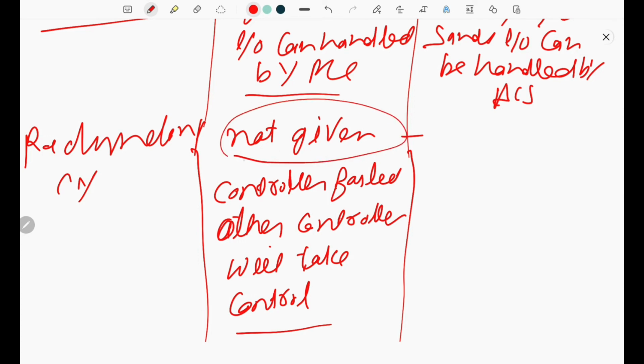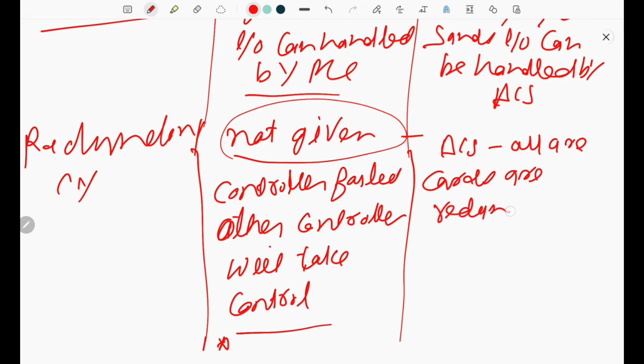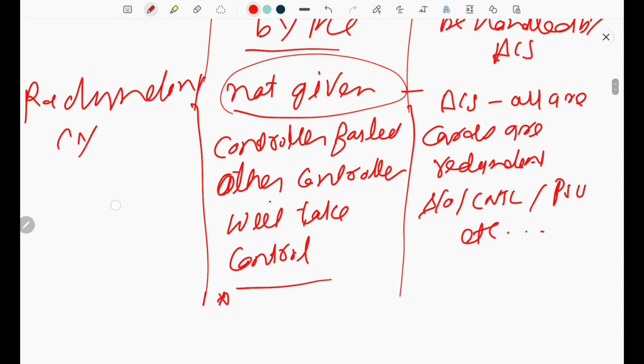In some PLCs redundancy is not given, but nowadays PLCs are also redundant at IO level and also at control level. But in DCS generally all are redundant. All the cards are redundant. You have seen the IO cards redundant, controller card redundant, power supply card redundant, etc. So everything is redundant in DCS.